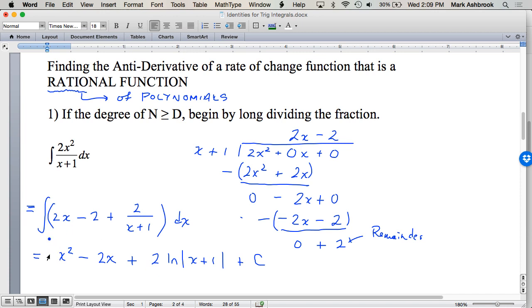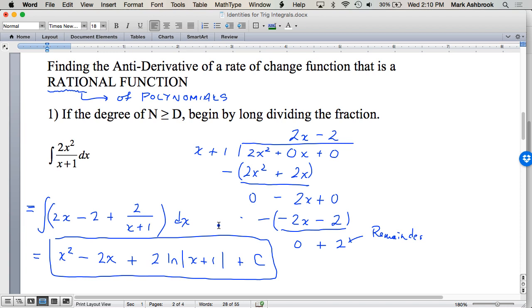So in this one, long division just did the trick. We didn't have to do anything else. Long division just gave us a form that we could just write down the answer. But sometimes this resulting fraction will need this technique called partial fractions, which we'll spend the rest of the day on. Okay. So long division might just outright give you a form of the rate of change function that you can find the antiderivative of easily.